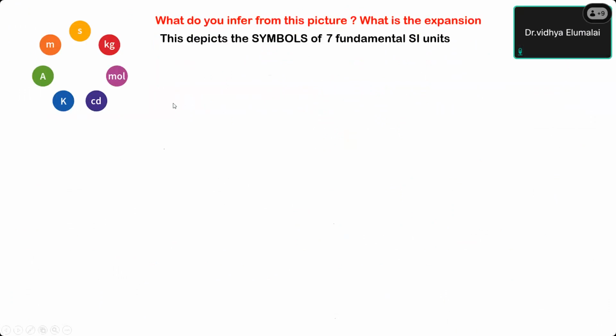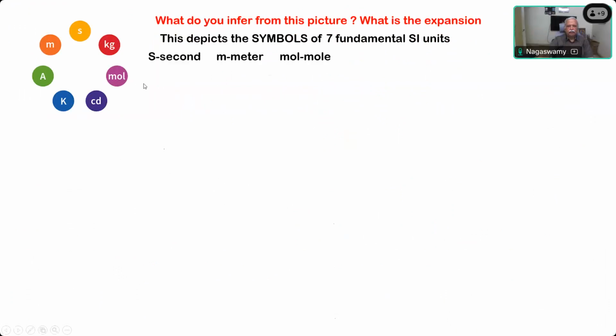Meter, seconds, kilogram, temperature Kelvin, current ampere, candela light intensity, mole. M meter, S second, kg kilogram, A ampere, K Kelvin, cd candela, mol mole.